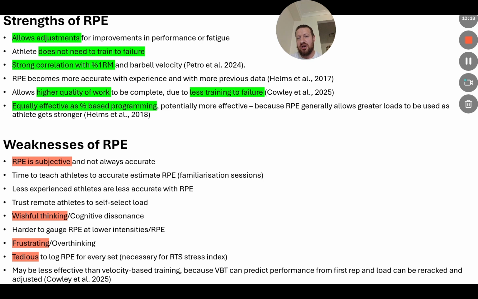Some of the weaknesses are that RPE is quite subjective, so it's not always accurate. Sometimes there might be wishful thinking, or maybe the athlete has already planned some progression in their head because they're used to that kind of model. They might kid themselves about how strong they are or how difficult the set was.